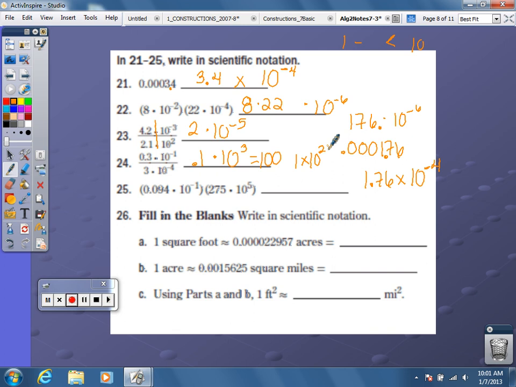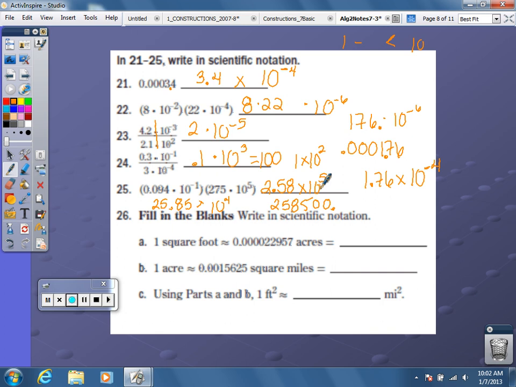Okay, 0.094 times 275, 25.85 times 10 to the negative 1 plus 5 is 4. Move it 4 to the right, 2, 5, 8, 5, that's 2, 3, 4. It's a big number. I need to change it to 2.58. That gives me my criteria of between 1 and less than 10. Times 10 to, that's a positive because it's a big number. It's here. 1, 2, 3, 4, 5 spots.